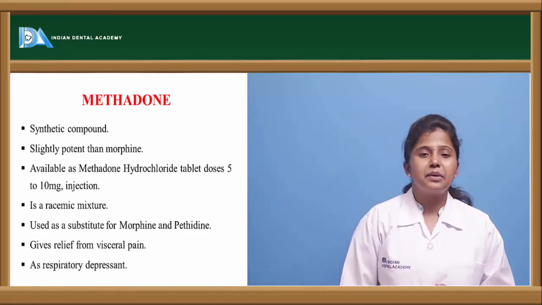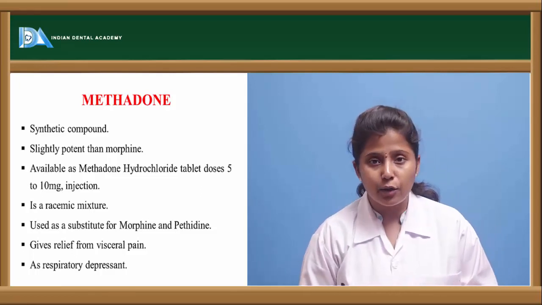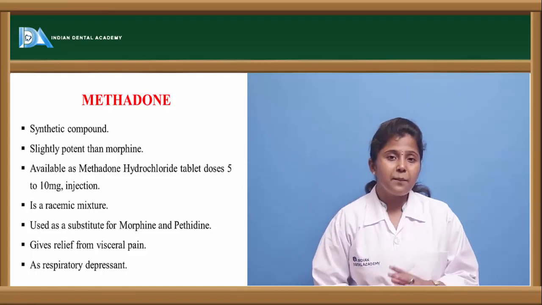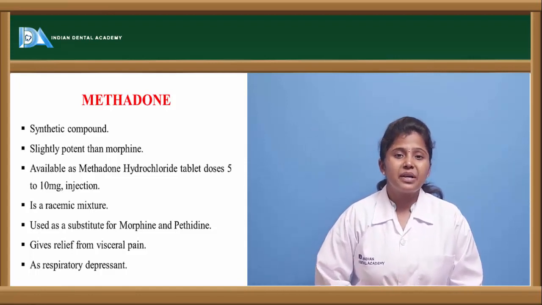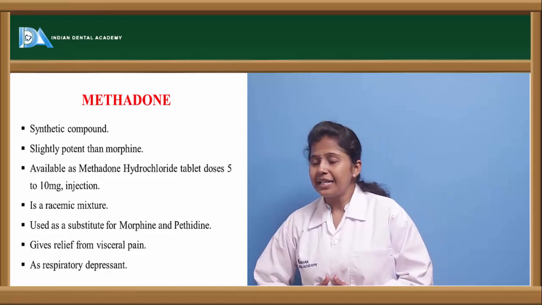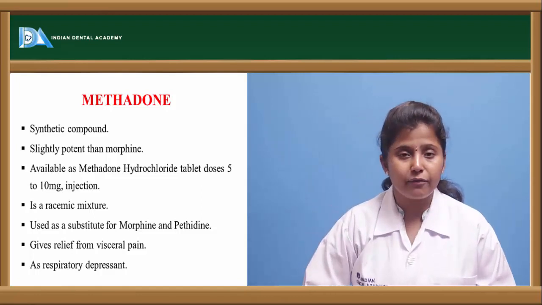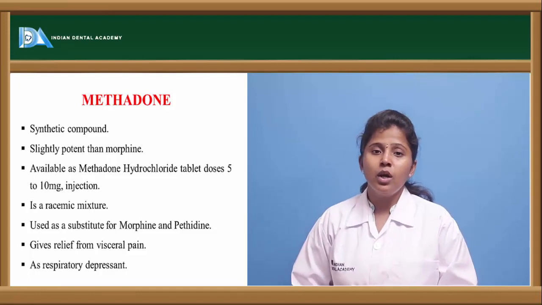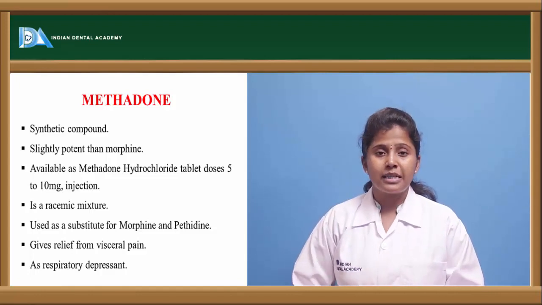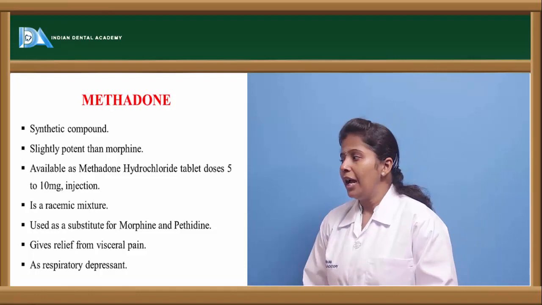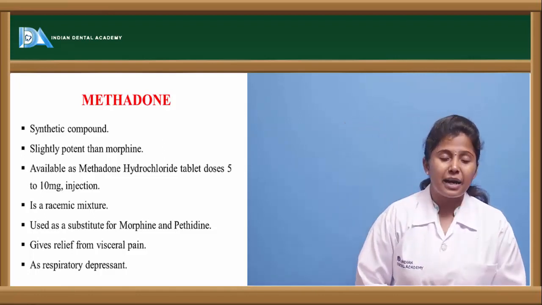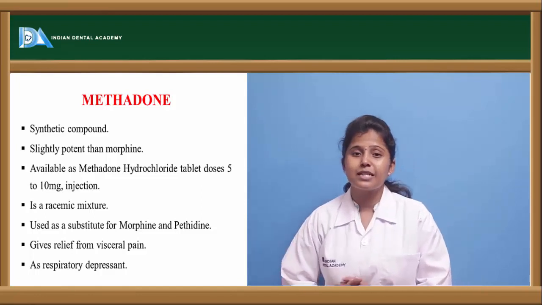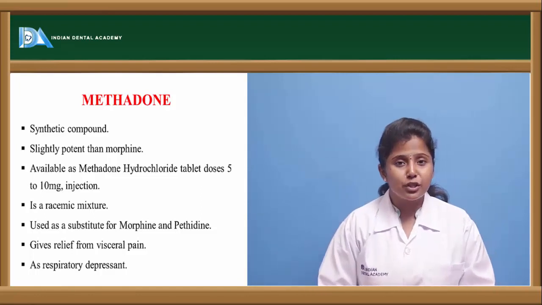The other drug is methadone. Methadone is a synthetic compound, and it is slightly more potent than morphine. When compared to morphine, methadone has better analgesic action, and it is available in the hydrochloride form. It is not available alone, always in the hydrochloride form like morphine, and it is available in the form of tablets of about 5 to 10 mg dose, as well as in injection form.